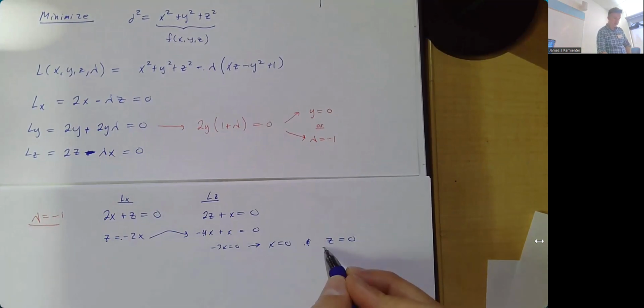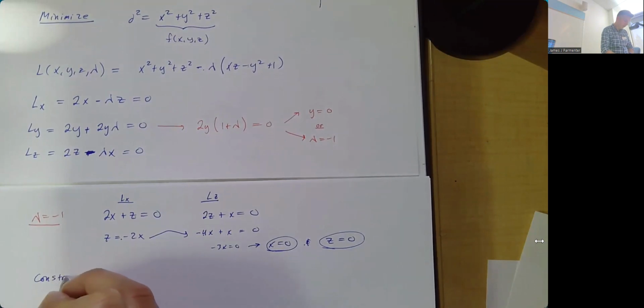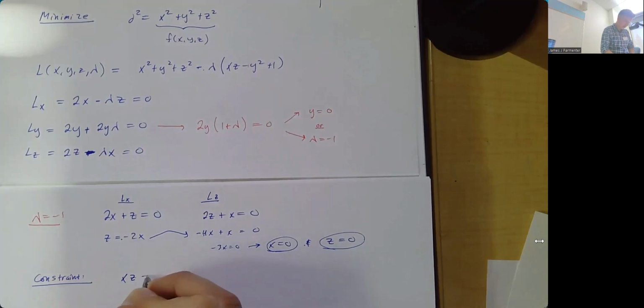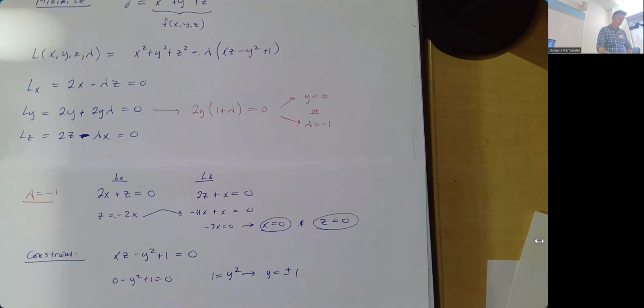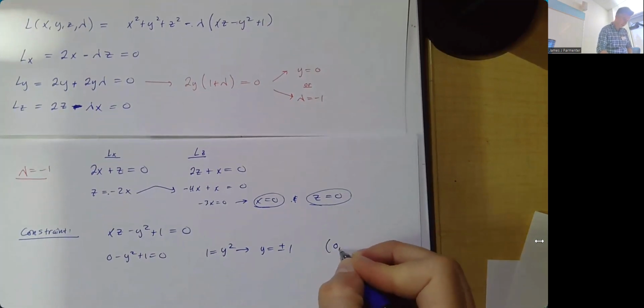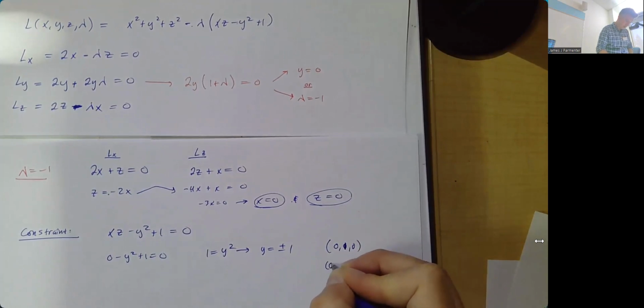So now that we've got z and x, let's use our constraint to figure out what y's got to be. So the constraint is that xz minus y squared plus 1 is equal to 0. So that means that 0 minus y squared plus 1 equals 0. So 1 equals y squared. So y equals plus or minus 1. So far, I've got two critical points: 0, 1, 0, and 0, -1, 0.